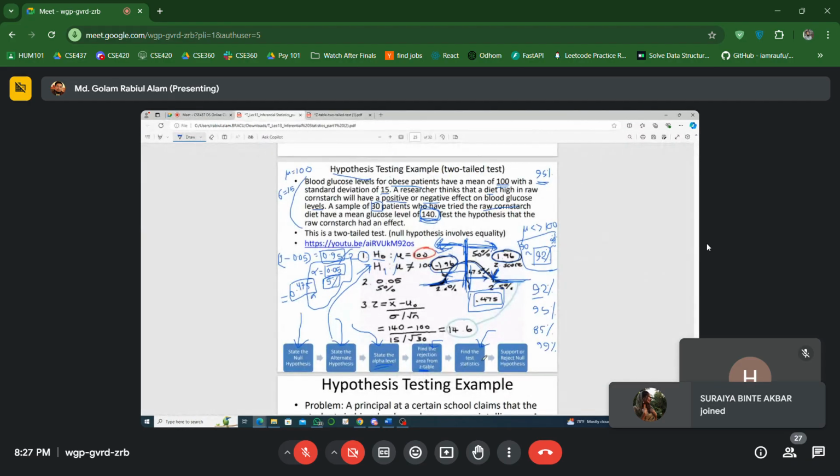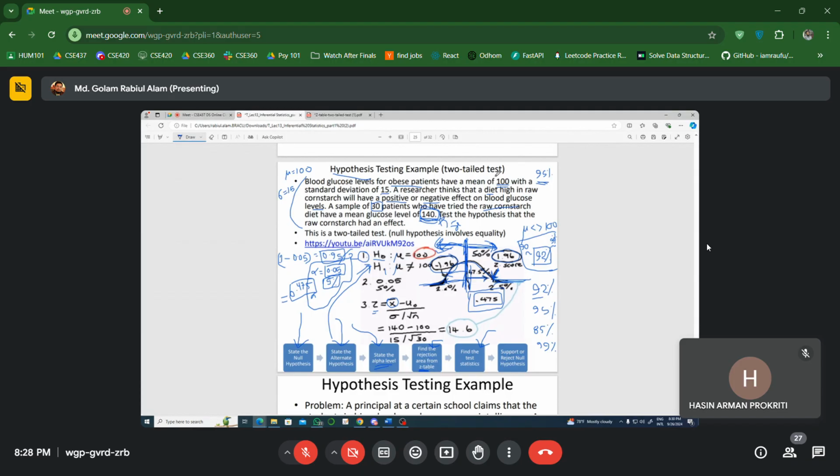Now we have to find out our Z score. The equation of our Z score is x bar minus mu 0, divided by sigma divided by the square root of n, where x bar is the sample mean. Here the sample mean is 140, so this is our x bar. X bar is 140.